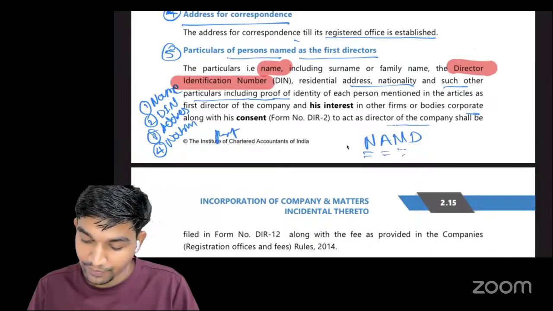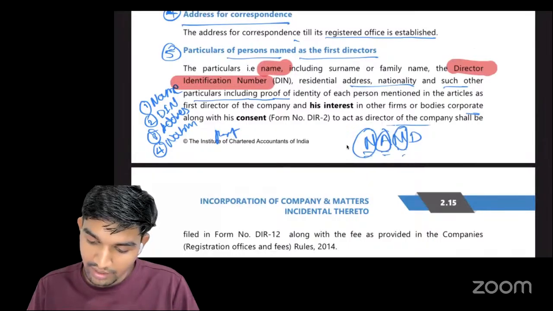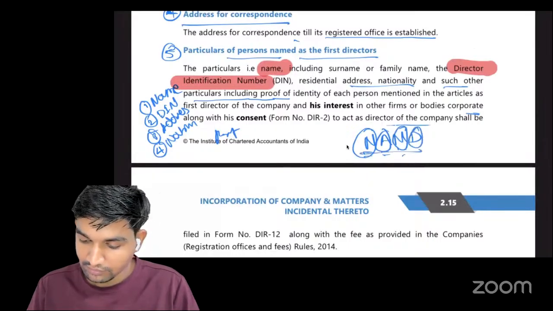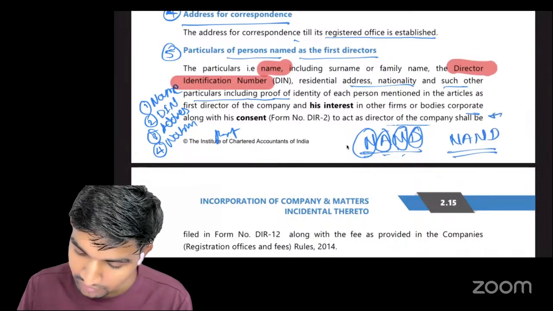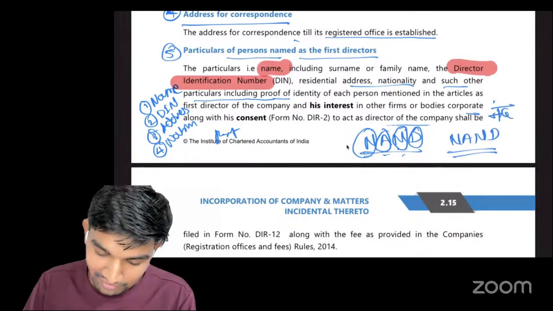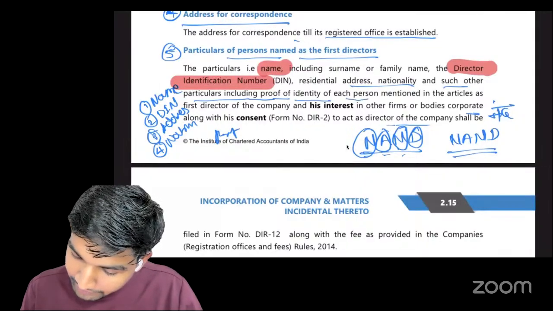What is needed: name, address, nationality, and DIN. Personal. Okay. I have proof of identity of each person, including proof of identity.